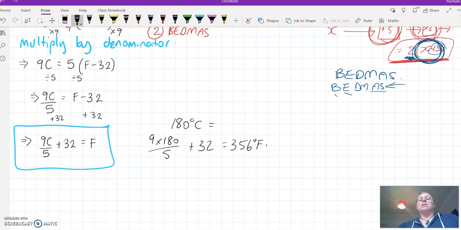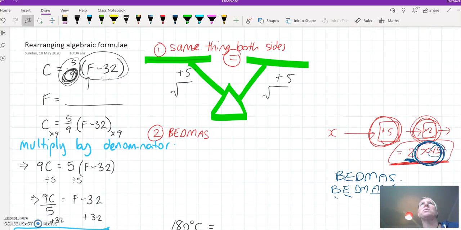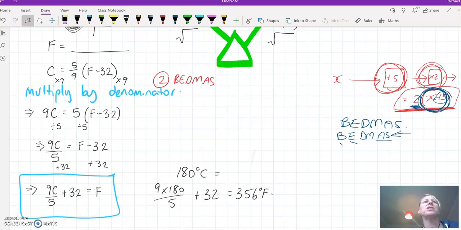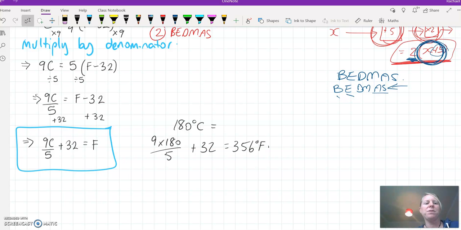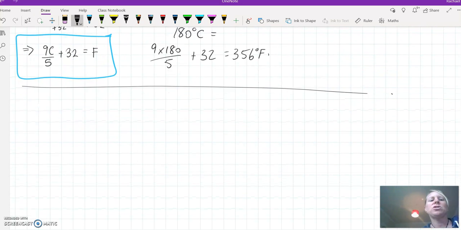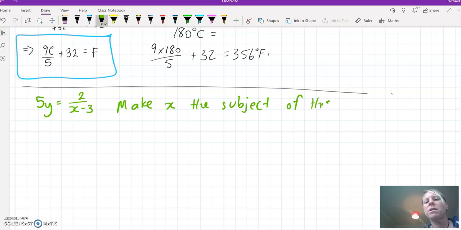So that is an example that deals with that dividing by a denominator situation. So if I find another little example for you here. All right, here's one. Let's say I've got 5y equals 2 over x minus 3, and the instructions have been make x the subject of this equation.